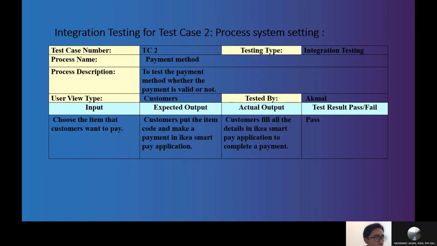So for the input, choose the item that customers want to pay. Expected output, customers put the item code and make a payment in the IKEA Smart Pay application. Actual output, customers fill all the details in the IKEA Smart Pay application to complete a payment. Test result, pass or fail, pass.